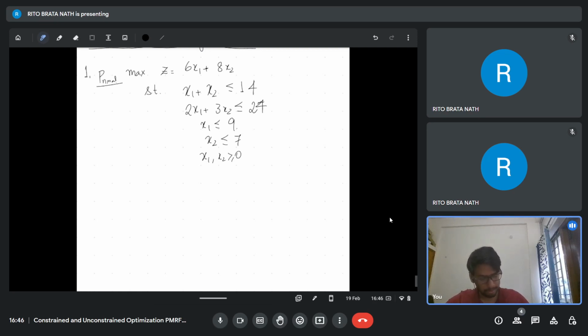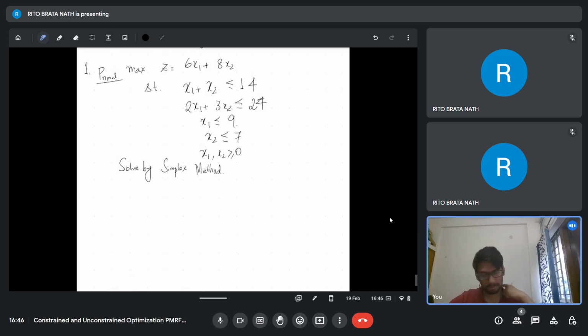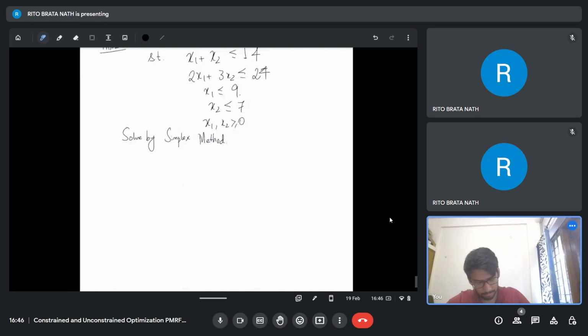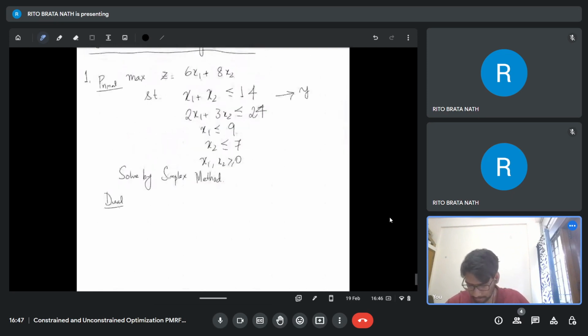So you can solve it. So solve by simplex method. I'm not going into the solution method because that you already know, and you can also do it in Excel. For the dual construction, for this one you will have y1 as the variable.